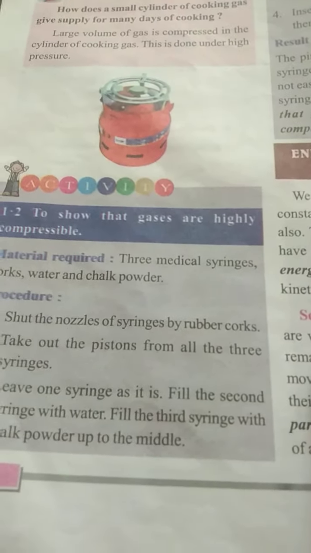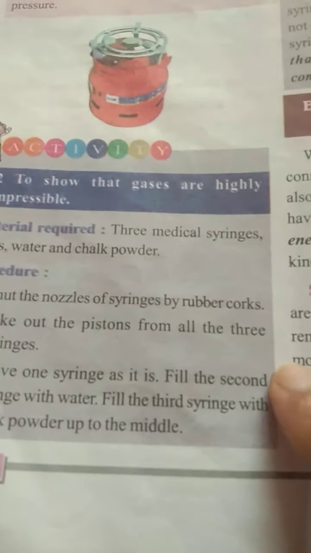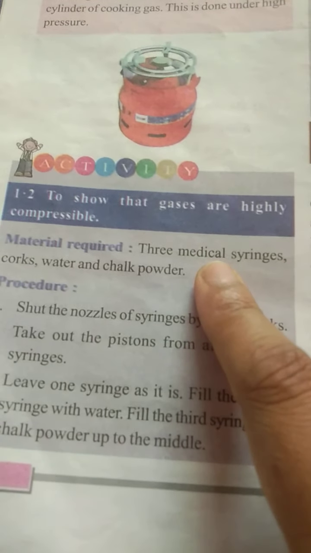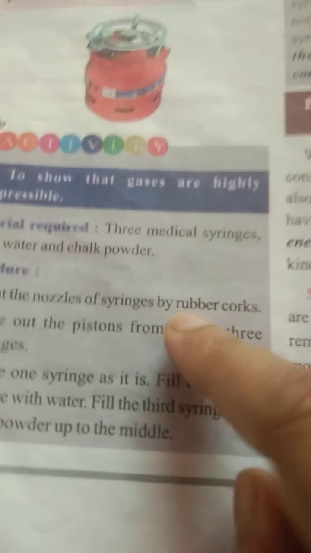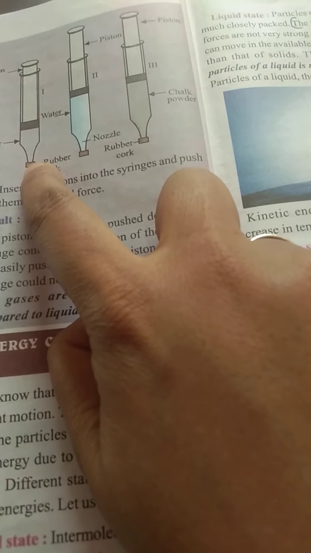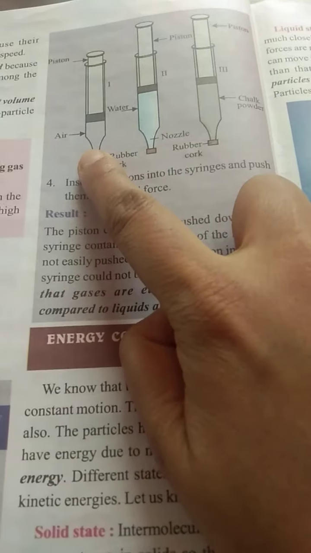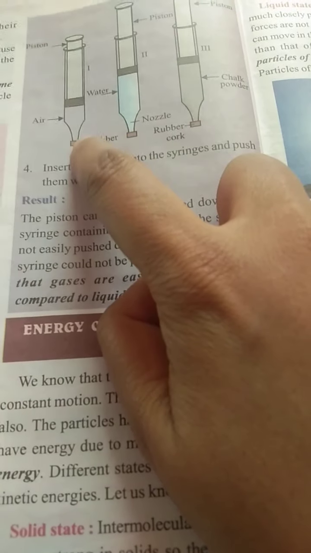Now, to show that gases are highly compressible, there is an activity. This activity I will also read. We need 3 medical syringes, cork, water and chalk powder. Shut the nozzles of all 3 syringes with rubber corks. In one, nothing is filled except air; the piston is pulled a little, so air is filled. In the second, water is filled, and in the third, chalk powder.